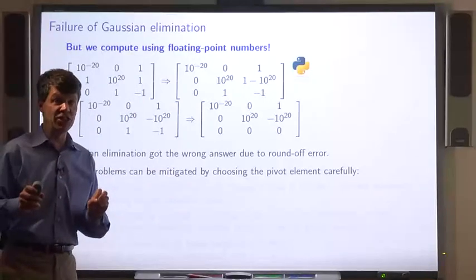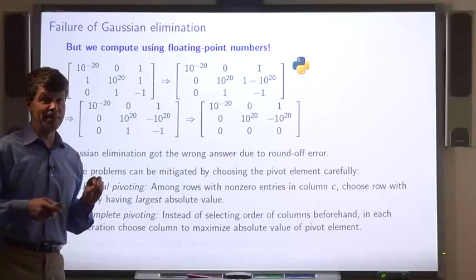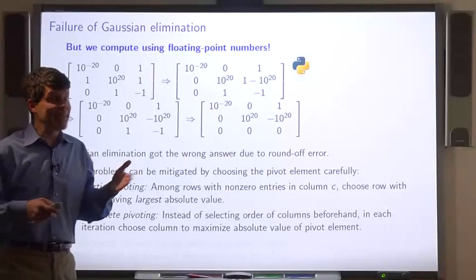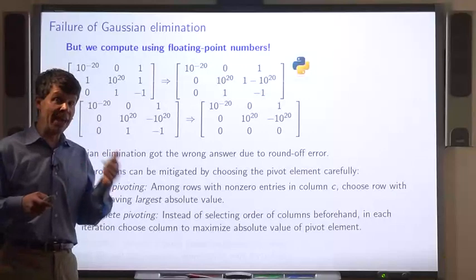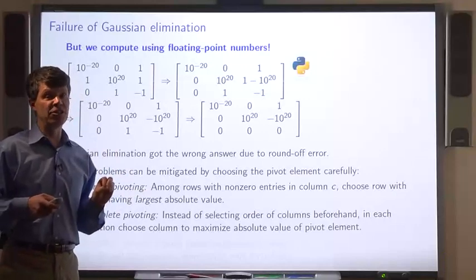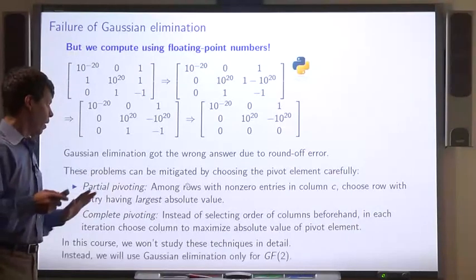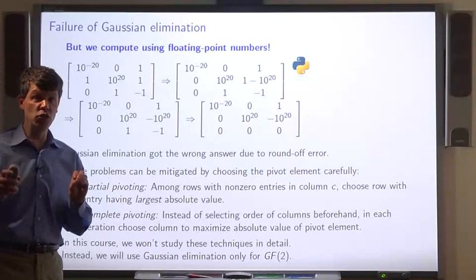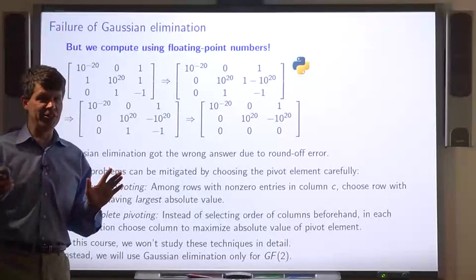There is a way to help Gaussian elimination get the right answer. According to partial pivoting, the algorithm should select among the rows remaining whichever row has the element of largest magnitude in the current column. Complete pivoting means that the order of columns can't be decided in advance, and that the algorithm should search among all remaining rows and columns to find the entry with largest magnitude. Now, these are a bit complicated to implement. We won't study them. Instead, we'll see how Gaussian elimination is used when the matrices are over GF2, in which case we don't have any rounding errors to worry about.